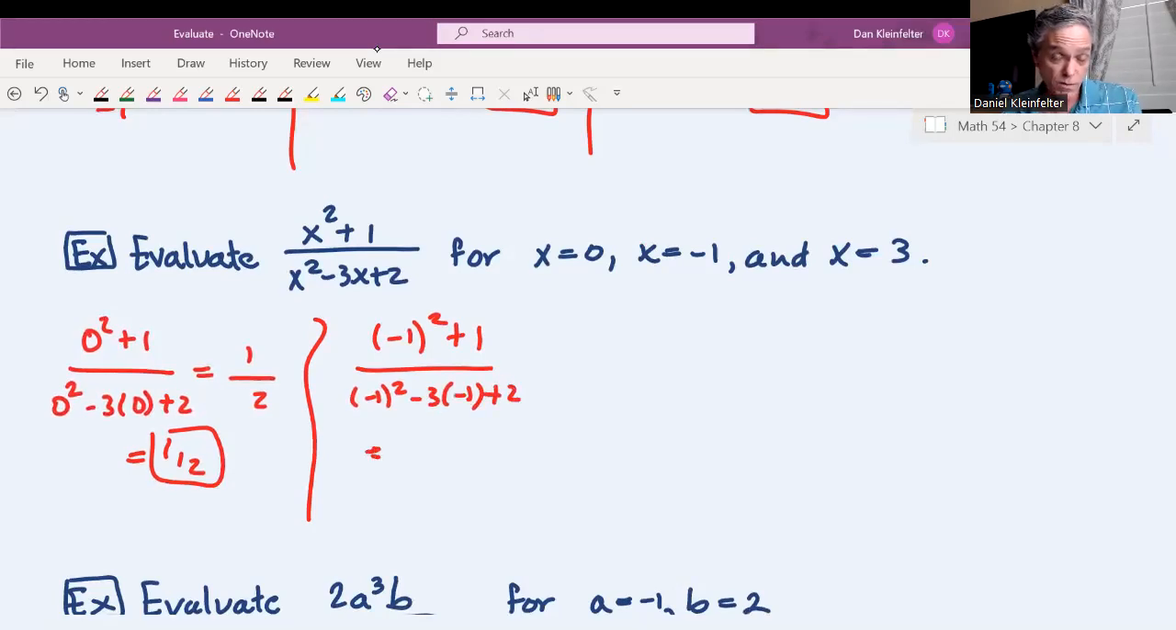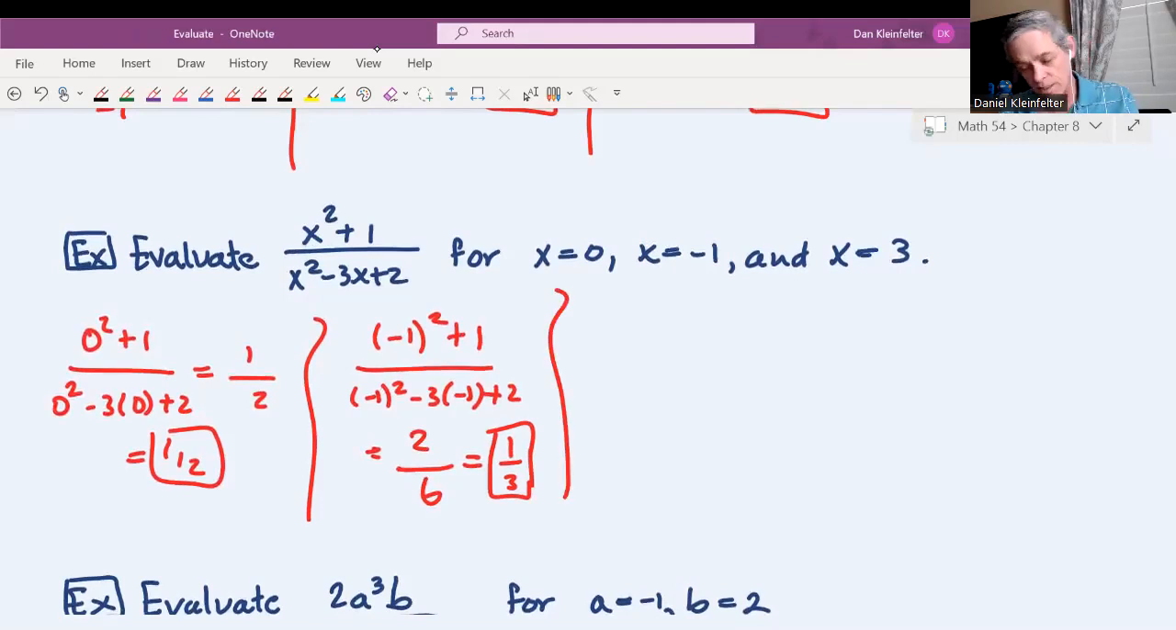Okay, so negative 1 squared is 1. 1 plus 1 is 2 in the numerator. Negative 1 squared is 1. 1 plus 3 is 4. Plus 2 more is 6 in the denominator. Don't forget to simplify your fractions. We're going to end up with 1/3, it looks like.